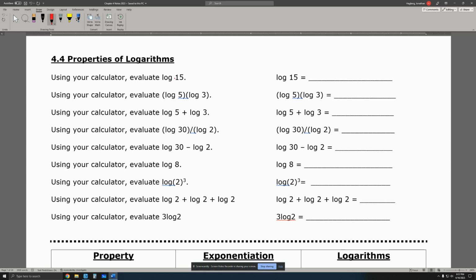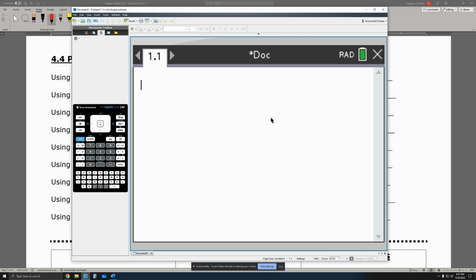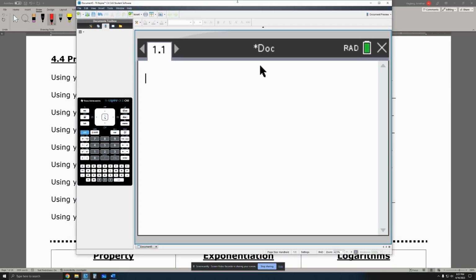Now remember this log, there's no base written here, so we can assume that it's the common log, or log base 10. Once you have your calculator out, go ahead and open up a new document, new calculator page, and we're going to evaluate the log of 15. To do that, you can type out log, open up a parenthesis, and then hit 15. If we hit enter, we can see that our calculator is going to assume that this is log base 10.